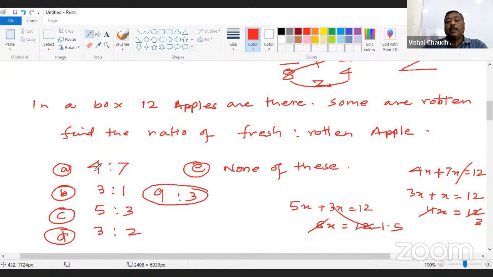So understand, the shortcut is you add the numbers. Whichever sum divides 12 exactly, that is your answer. So 4 plus 7, 11 will not divide 12 exactly. 3 plus 1, 4 will divide 12 exactly. 5 plus 3, 8, will divide 12 but in decimal. Here 3 to 5, again it will divide but in decimal. Exactly divisible is only 4. So I will mark my answer as 3:1, a shortcut for this. Okay, guys.